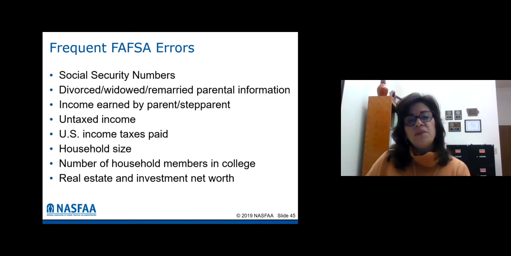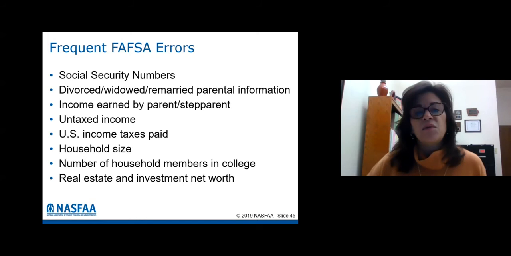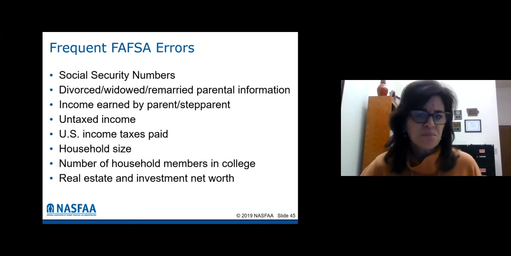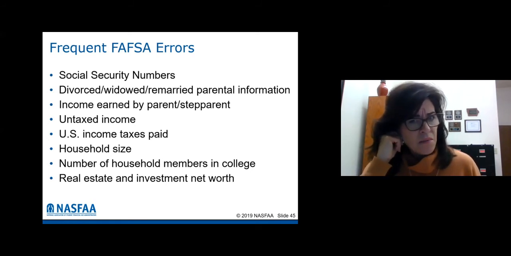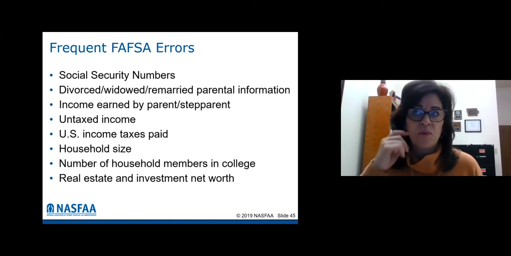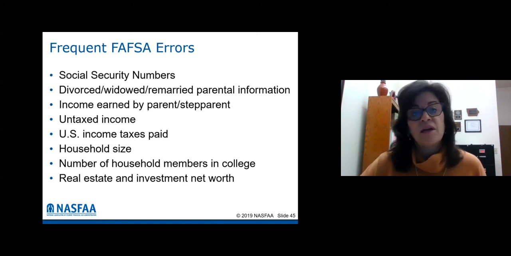Untaxed income, this is an area that gets a lot of mistakes. That would be any income that's not taxed that you received in the year that's on the FAFSA. So that would include untaxed income, what you contributed in a 401k or a 403b in that year, okay? It does not mean what's in your retirement accounts, and we'll talk about that a little bit more in a minute, okay? Your U.S. income taxes paid, I told you earlier, a lot of people make a mistake on that.